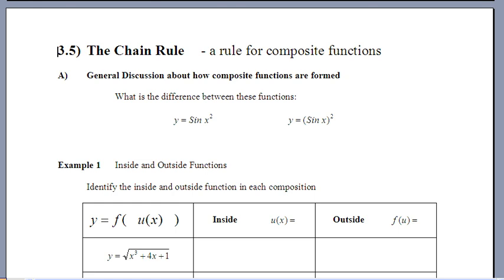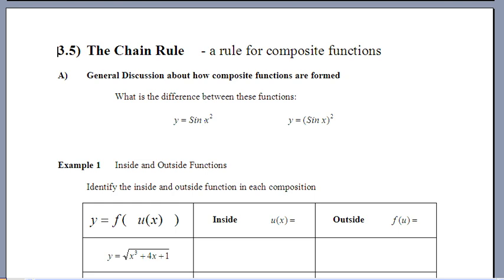But we're going to take this first page just to get used to the idea of notation for composite functions. These are functions inside functions, and then we'll see how the chain rule can allow us to find the derivative. So I just wanted to take a look at this first pair of functions here and look at how they're different, trying to figure out the order of operations for them.